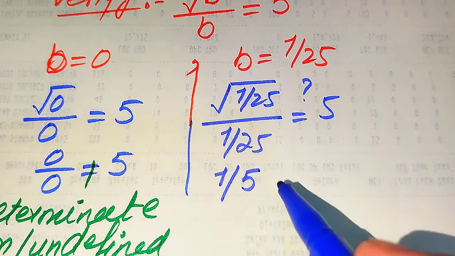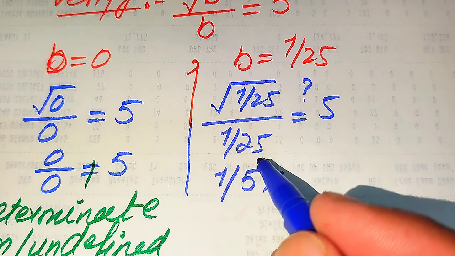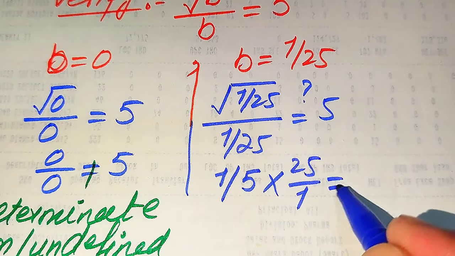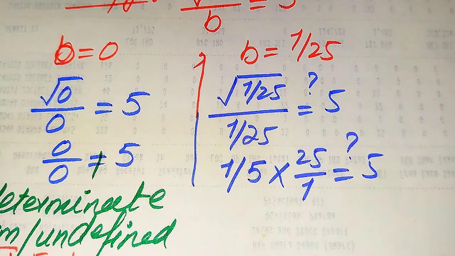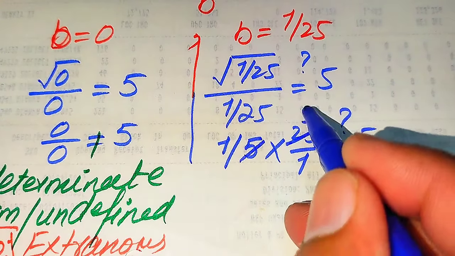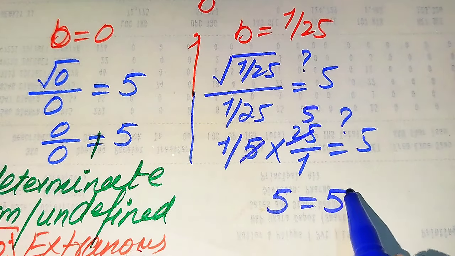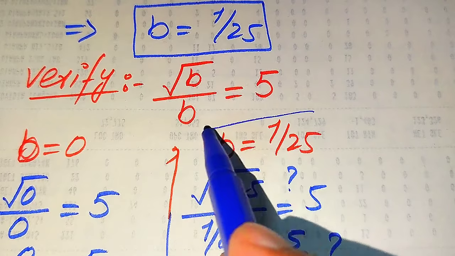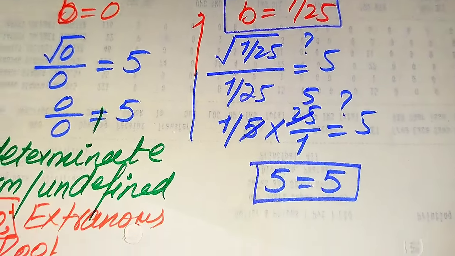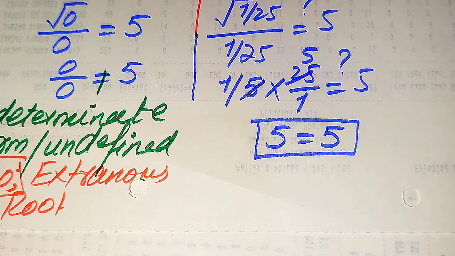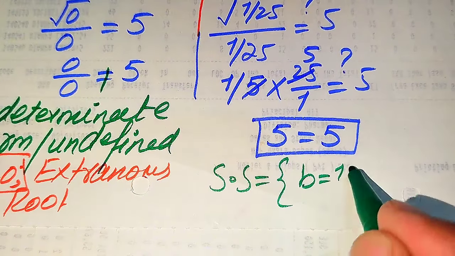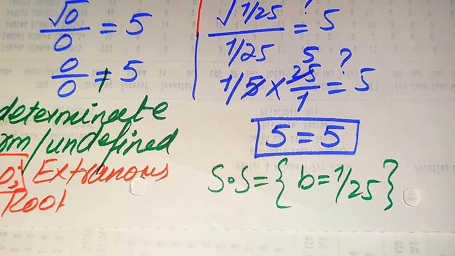And when we have a denominator in the denominator, the term in the denominator is reciprocal and is multiplied by the numerator term, and it becomes 25 divided by 1. And here we check whether this equals 5 or not. So 5 times 5 becomes 25, and here we easily see that 5 equals 5. So this shows that the value b equals 1 over 25 satisfies our given question statement. So we conclude that the solution set is b equals 1 over 25. This is the only solution of the given equation which we get here.